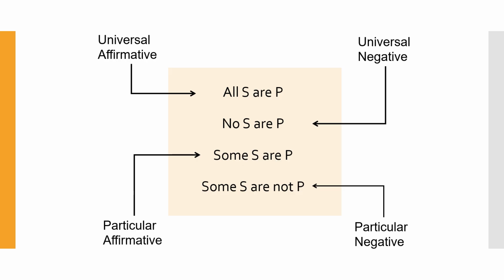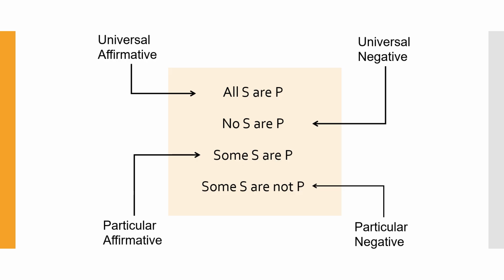So these 4 possibilities are all we have: universal affirmative, universal negative, particular affirmative, and particular negative. Recognizing the fact that no matter what kind of proposition you have, it must fit into one of these 4 possibilities if it's a categorical proposition is going to be an incredibly useful point here as we start wading through the quarter.